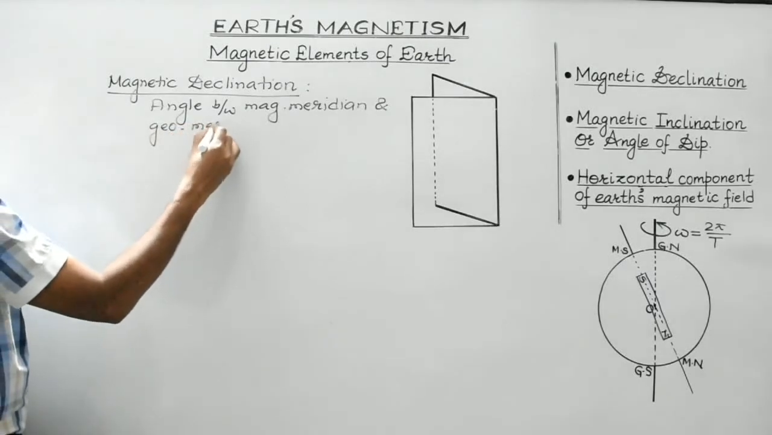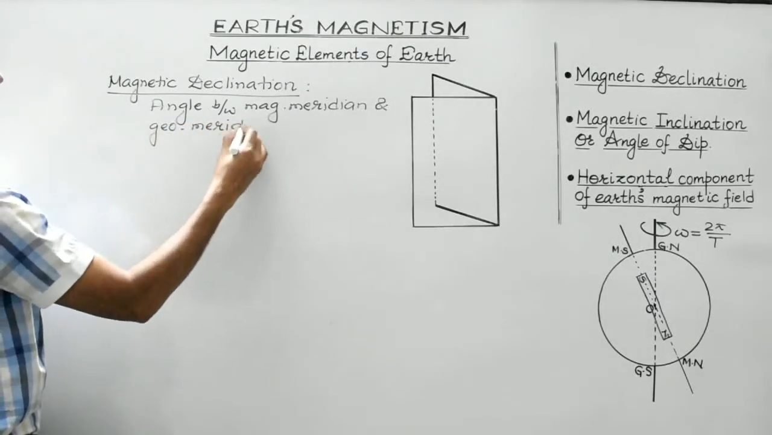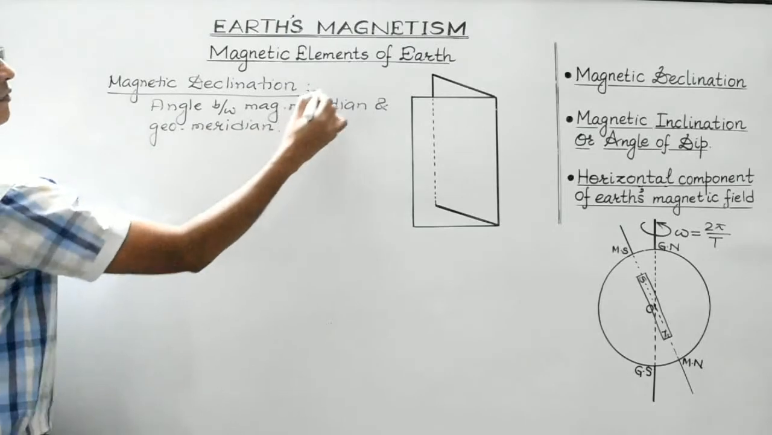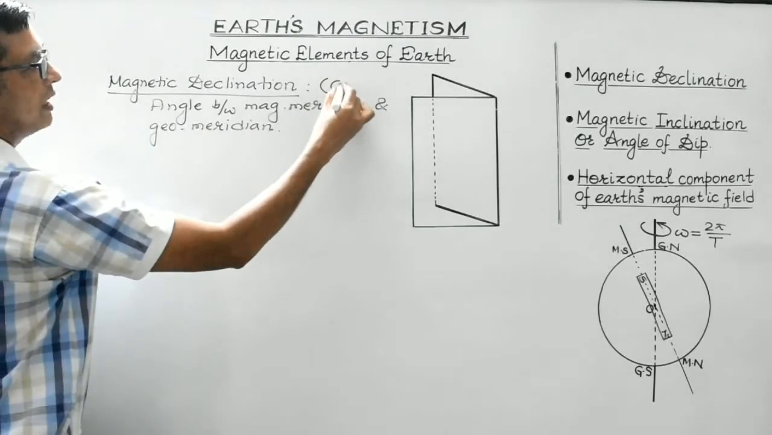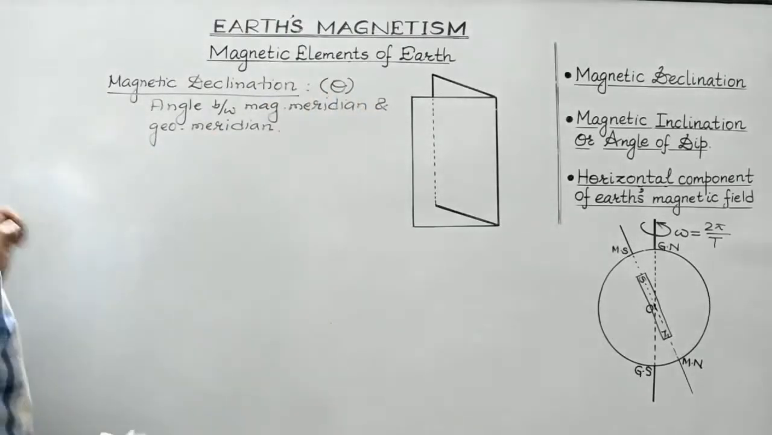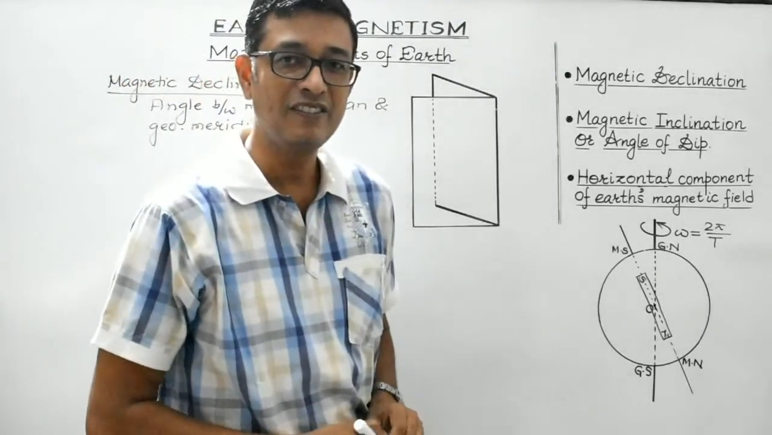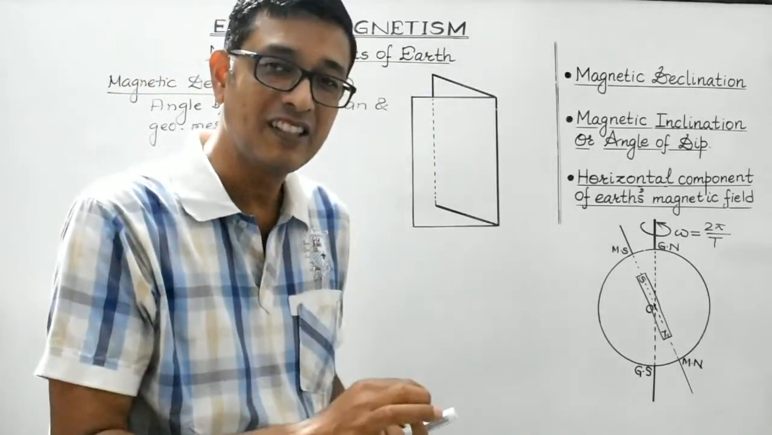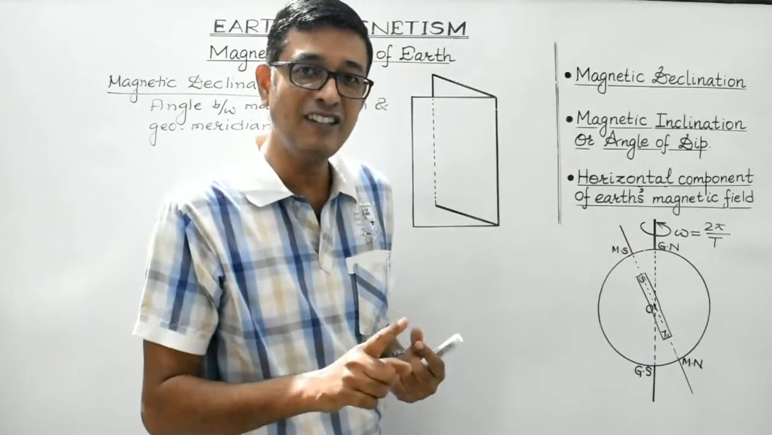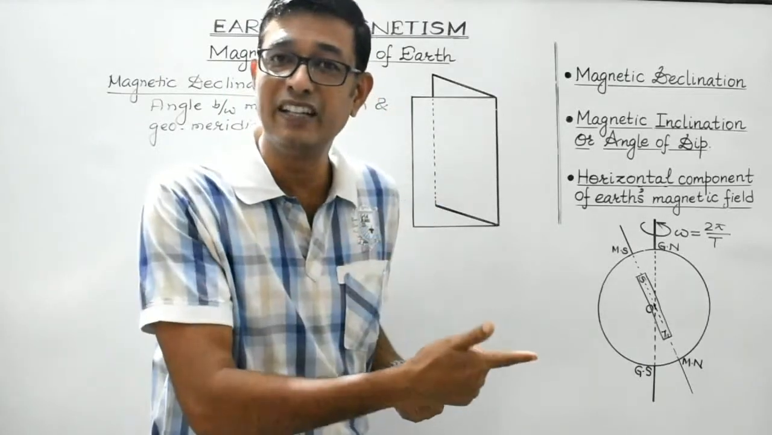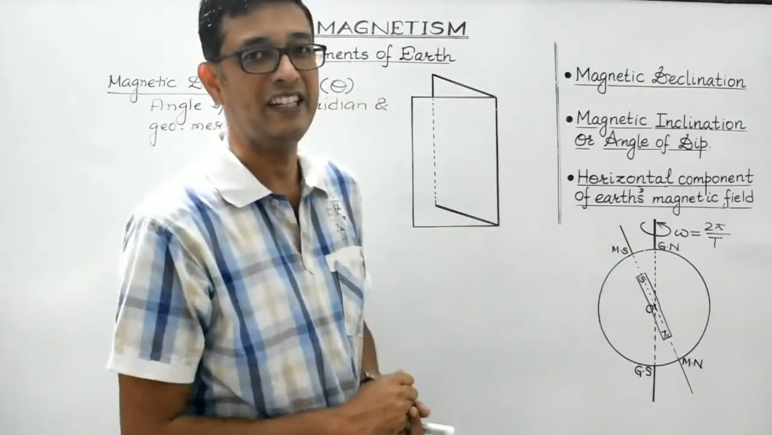This is the definition of magnetic declination, and we will denote magnetic declination by theta. So how to define magnetic declination? Magnetic declination at a place is defined as the angle between the magnetic meridian and the geographic meridian.